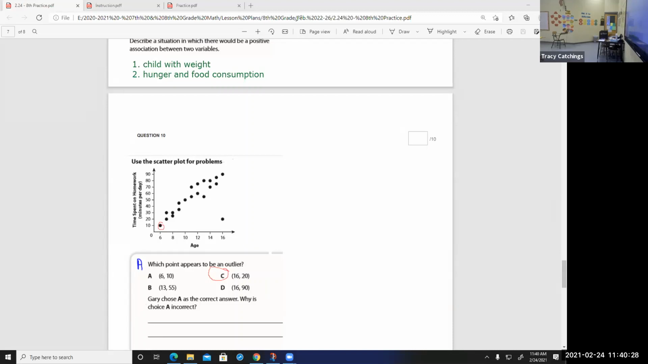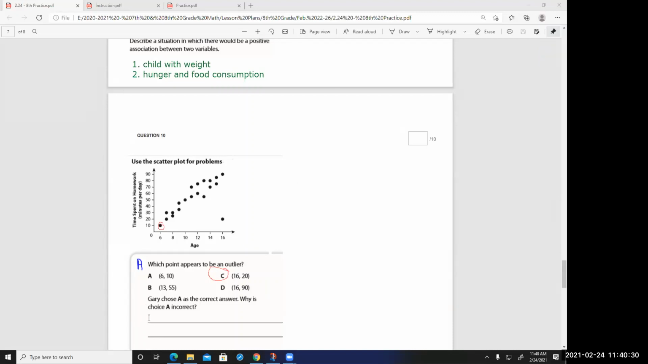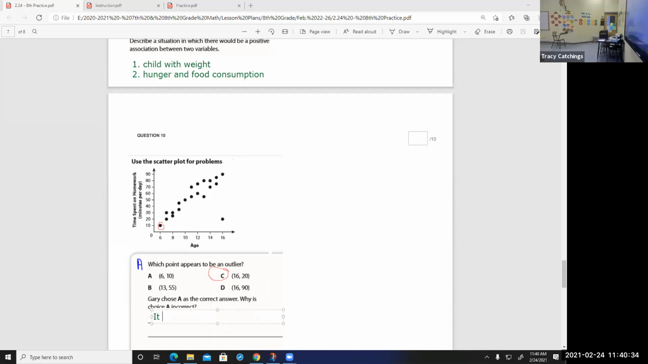Why y'all think he possibly chose that one? It was at the bottom. All right, he said it was on the bottom. It's kind of spaced out from all the other ones. If I didn't know how to do it, I'd pick it too. Okay. All right, any other rationale why he might have chosen that one?